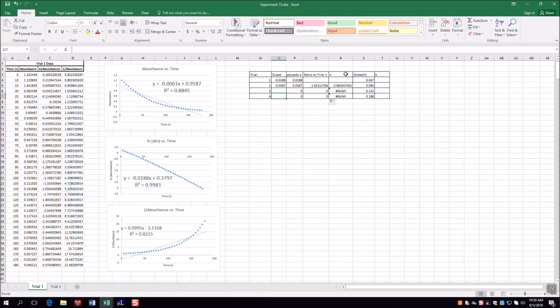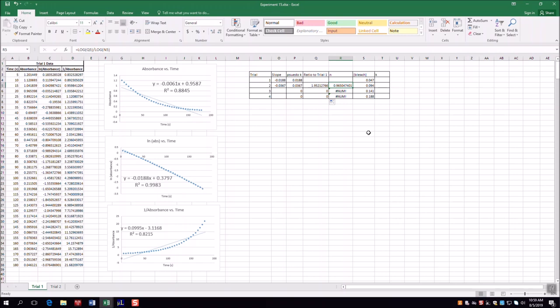So what n value did we get? Well, we got 0.965, which is not a whole number, but it's pretty close to one. So we can say that the n value in this case is one, which means that the reaction is first order with respect to bleach.